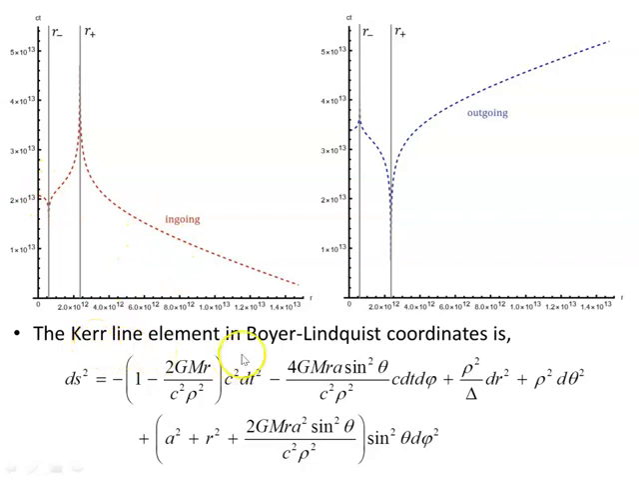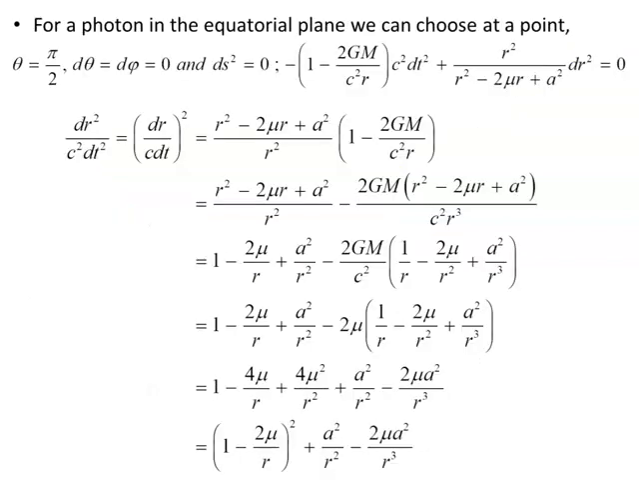Now let's remind ourselves that the Kerr line element in Boyer-Lindquist coordinates is this object here. We're going to use this to investigate the local light cone at any point. Now, in this whole section, for these last few videos, we're just dealing with the equatorial plane of the Kerr black hole. So for a photon in the equatorial plane, at any point in that plane, what is the shape of the light cone? So let's have a look at that.